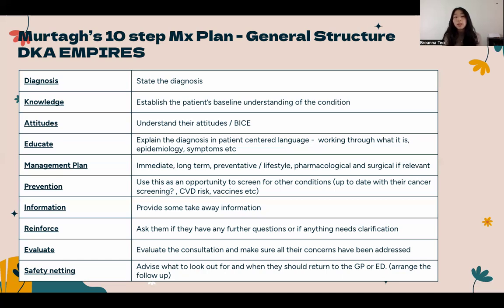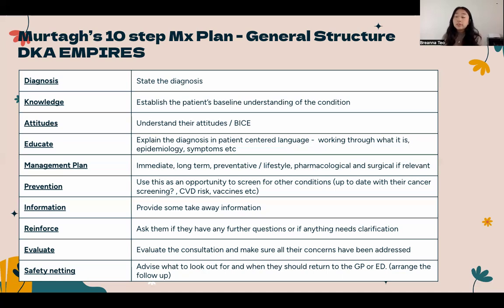With our management plan, it's good to always split it up into lifestyle or non-pharmacological versus pharmacological things. Or you can also do short-term versus long-term, depending on what the condition is and what's most appropriate. Then after that, we would do prevention. Just while we've got you here today, this is a good opportunity for me to check that you're up to date with all our screening programs available. Of course, this differs depending on the age of the patient. So things you might ask about include breast cancer screening, mammograms, FOBTs, vaccines for kids in particular, cervical screening tests, etc.